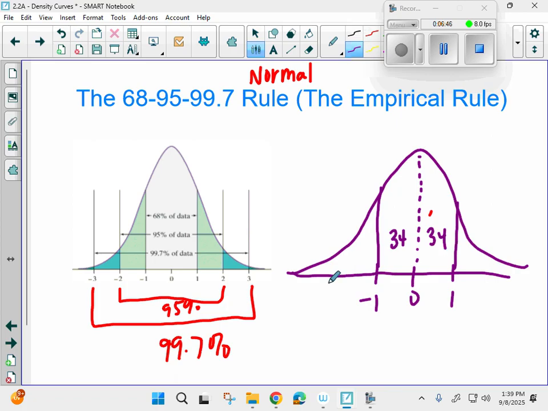Now, 2 standard deviations. So if I go to -2 and I go to +2, all right, 95% of the data always falls from here to here. What if I just want this area right here? Can anyone tell me how I would find just that area of the graph, percentage-wise? What do you think?